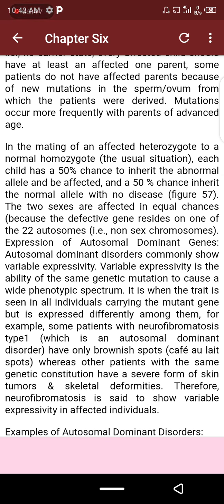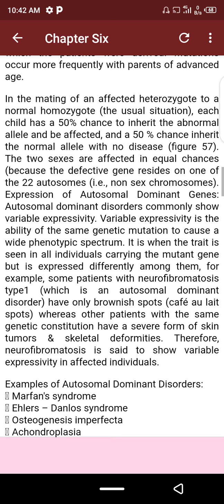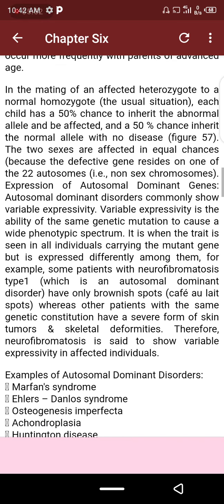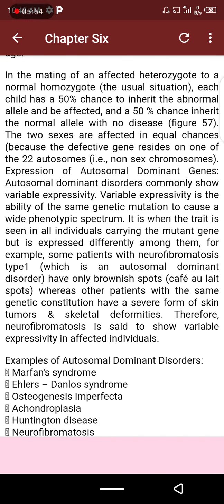In the mating of an affected heterozygote to a normal homozygote, the usual situation, each child has a 50% chance to inherit the abnormal allele and be affected, and a 50% chance to inherit the normal allele with no disease. The two sexes are affected with equal chance because the defective gene resides on one of the 22 autosomes, i.e. non-sex chromosomes.